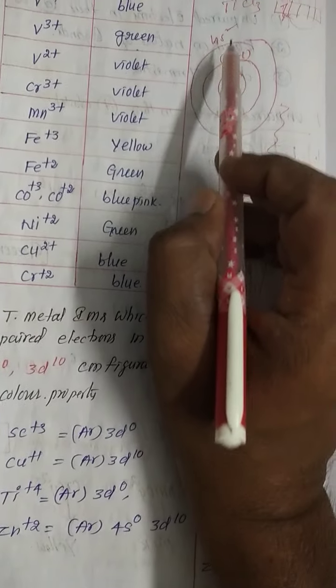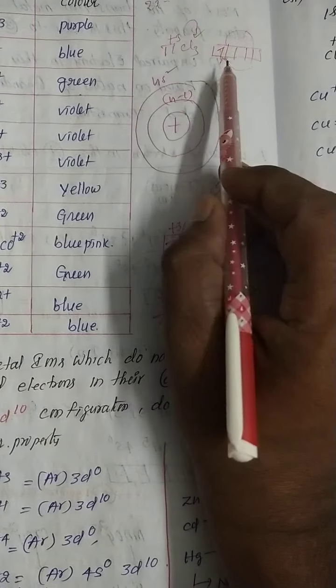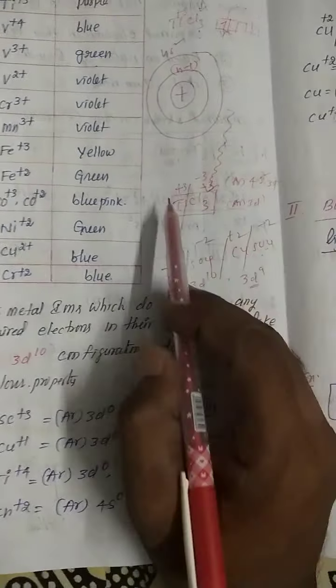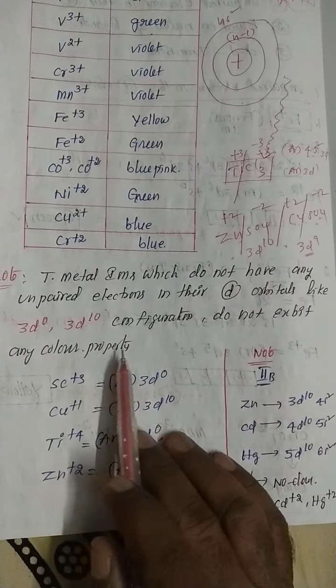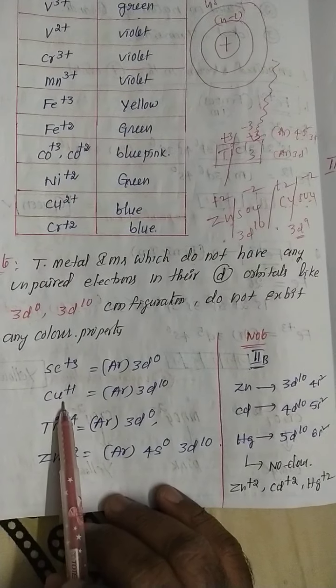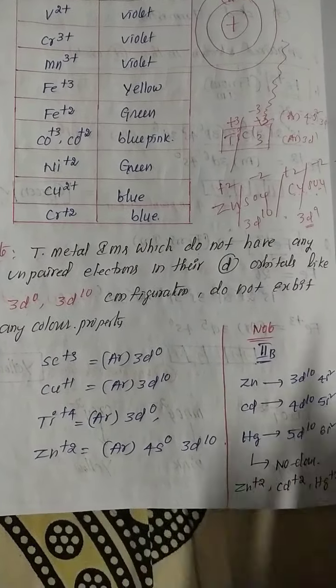10 electrons means completely paired. Completely paired means transition is not there. Electron transition is not possible. Even 0 electrons means there is no unpaired electron. That's why those compounds cannot exhibit any color. So scandium plus 3, copper plus 1, titanium plus 4, zinc plus 2 cannot show any kind of color.